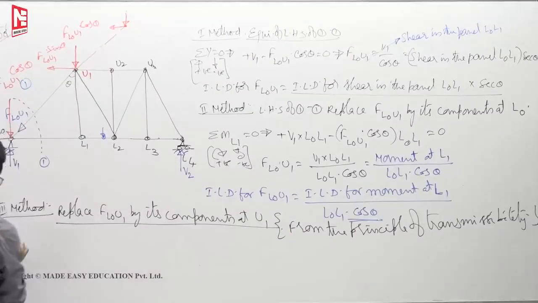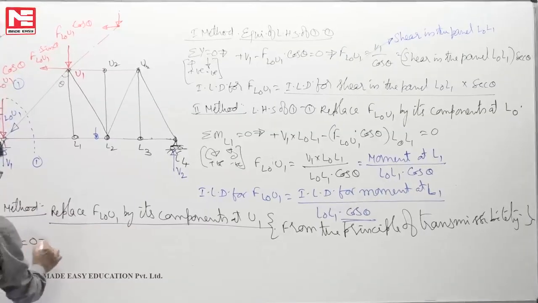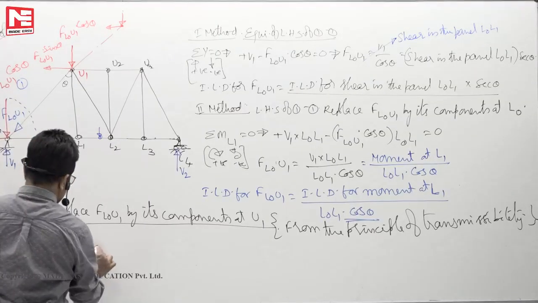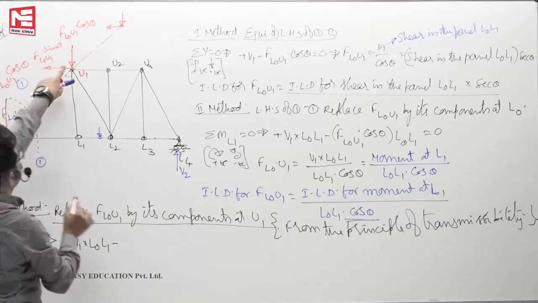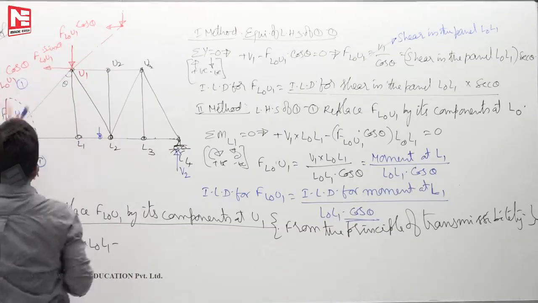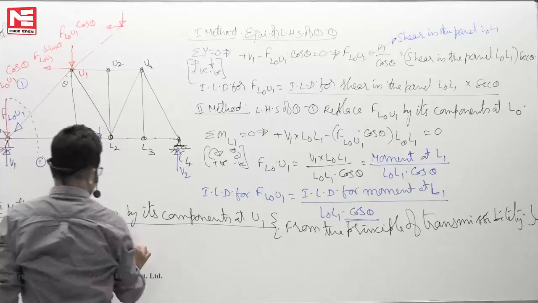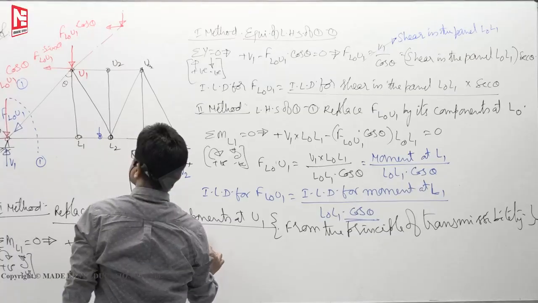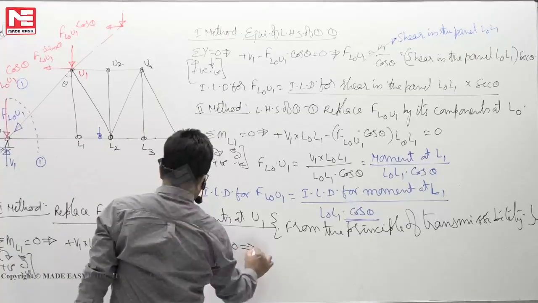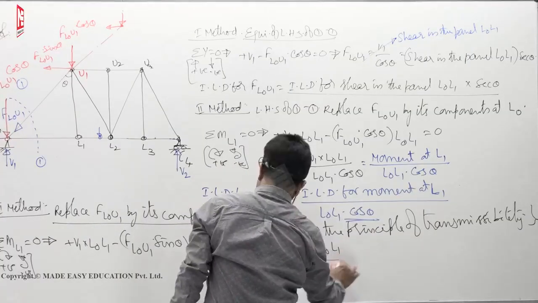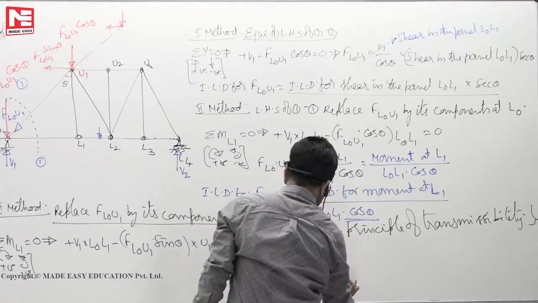Now if I write moments of all forces about L1 is equal to 0, clockwise positive, anti-clockwise negative. So plus V1 into L0 L1, this is over. Now this force I kept it here. The advantage of that is L0 U1 cos theta will give 0 moment. Only L0 U1 sin theta will give moment: F L0 U1 sin theta into perpendicular distance L1 is equal to 0. So you will get F L0 U1 is equal to V1 into L0 L1 by U1 L1 sin theta.